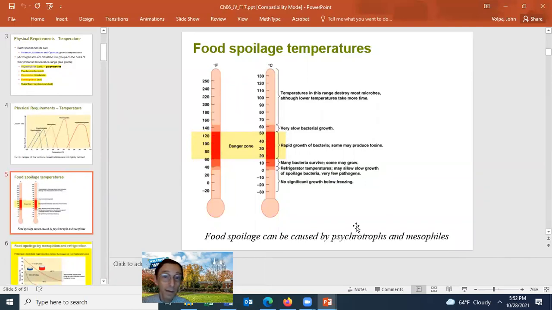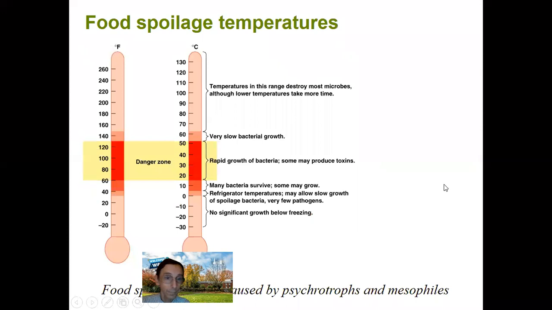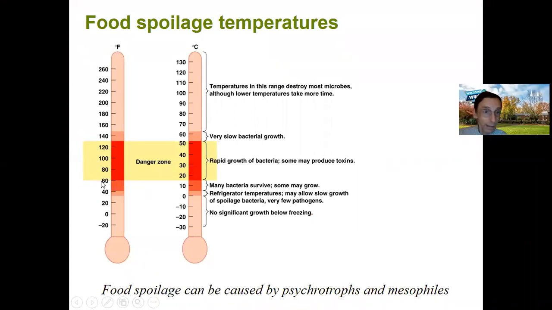Let's briefly talk about food spoilage. Let's see if I can blow this up a little. Within the red zone, which would be about 60 degrees to 130 degrees Fahrenheit, or 15 degrees Celsius to about 52 degrees Celsius, is the danger zone, where bacteria can grow very rapidly. And some of the bacteria may produce a toxin. So if the food has been at this temperature for several hours, and I think it's about 4 hours, the food should no longer be eaten.